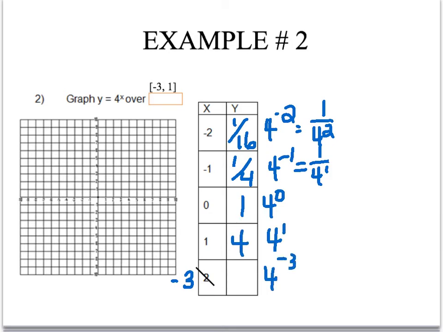And then I have slipped in 4 to the -3 down here at the bottom as 1 over 4 to the third, which is 1 over 64. A very, very small number, close to the x-axis, but never touching the x-axis when we graph it. And if I graph the others, you'll start to see that curve, and we're stopping at an x value of +1. So our graph looks like this.